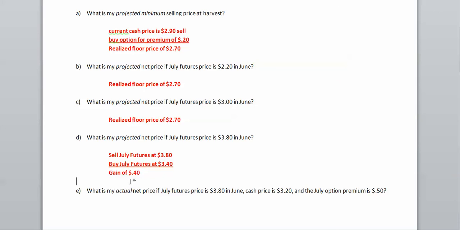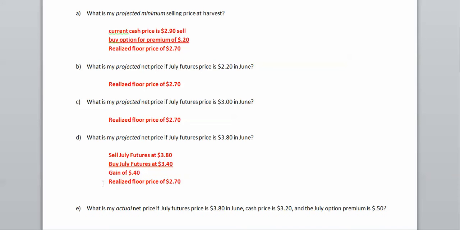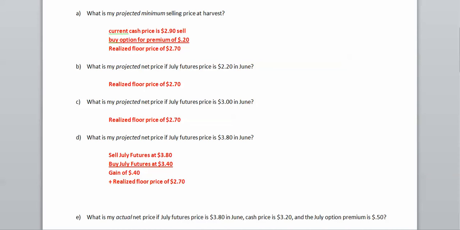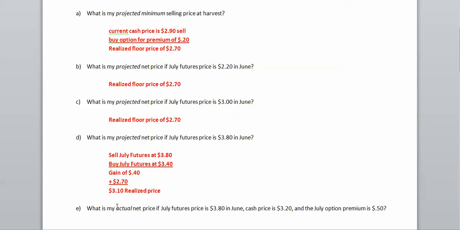Okay, what do we do with that $3.40? We had the realized floor price of $2.70. We already had sold our corn for $2.90. We took 20 cents out of that $2.90 to buy the option. That left us $2.70. Now we get to gain 40 cents and add that to the price. So we end up with a price of $3.10. Our new realized price then is $3.10 a bushel. That's our projected price, if we exercise the option.